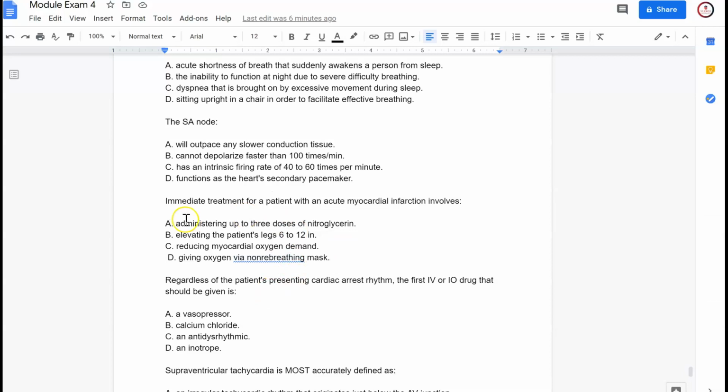Immediate treatment for a patient with an acute MI involves administering up to 3 doses of nitroglycerin. No, to administer every 5. Elevating the patient's legs 6 to 12 inches. That doesn't help in an MI. Reducing myocardial oxygen demand. Yes, we'd want them to not increase the damage that's being caused to their heart by a lack of oxygen. Give them oxygen via non-rebreather. We just had a long discussion about that too, right? Not always appropriate. Reduce myocardial oxygen demand.